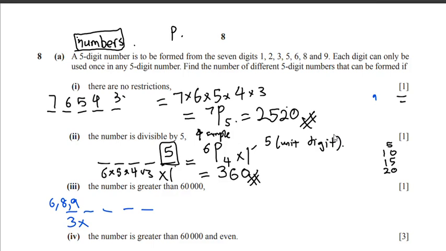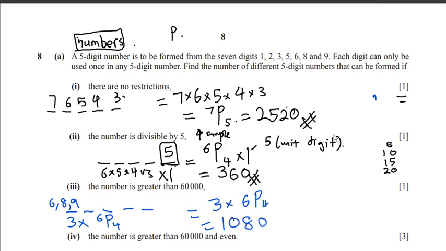Imagine I pick one of the numbers, let's say I pick 6. So I have 6 digits left, and 6P4. So it's going to equal 3 times 6P4. So 3 times 6P4 is 1080.